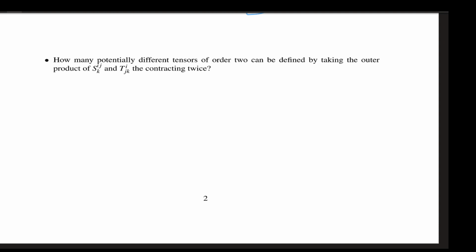So let's look at this last one here. It says how many potentially different tensors of order 2 can be defined by taking the outer product of S_ijk and T_ijk, and then contracting twice. It's probably best to relabel this thing as like T^{rsp} or something like that. And so then the outer product would be something like S^{ijk} T^{pqr}. Let's call it pqr.